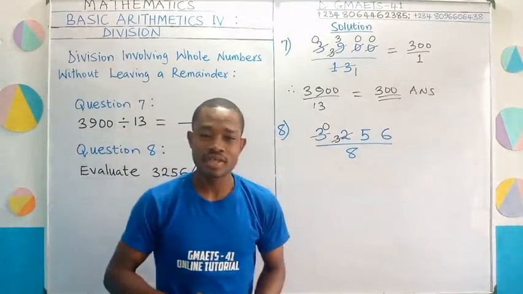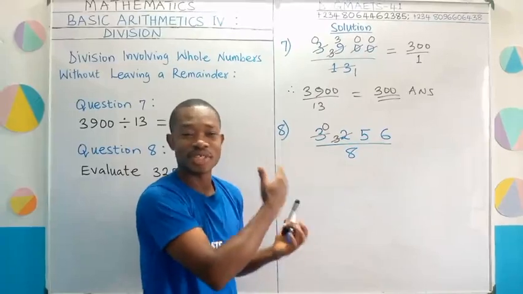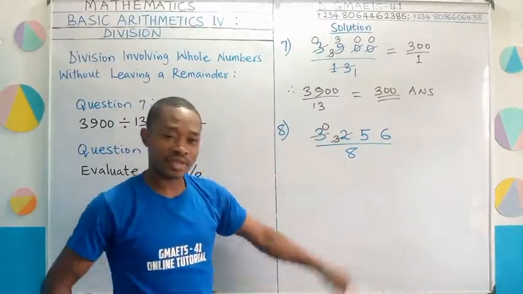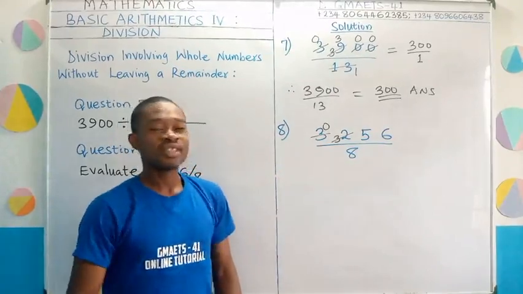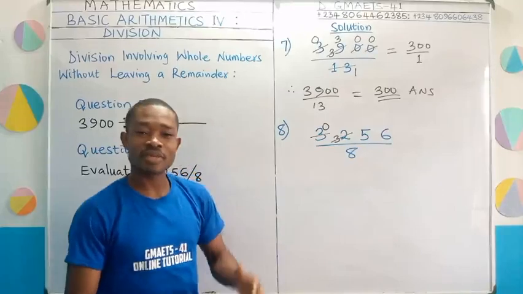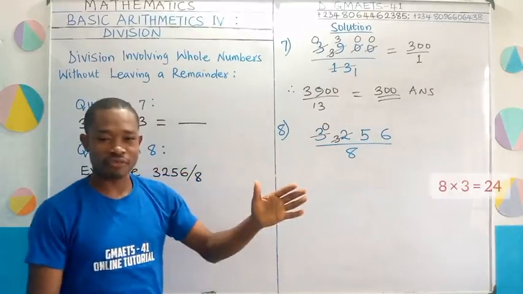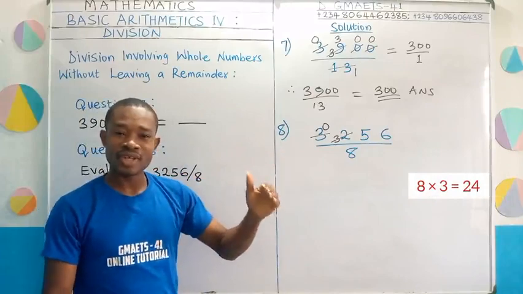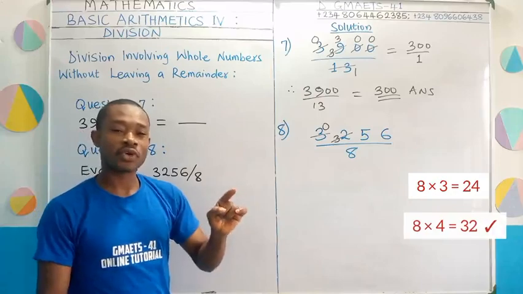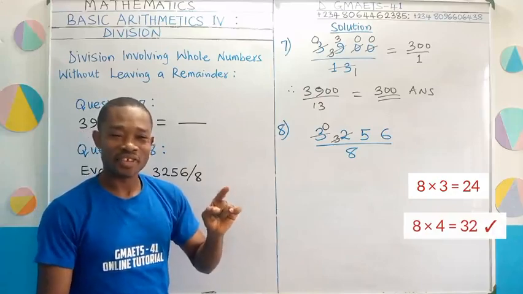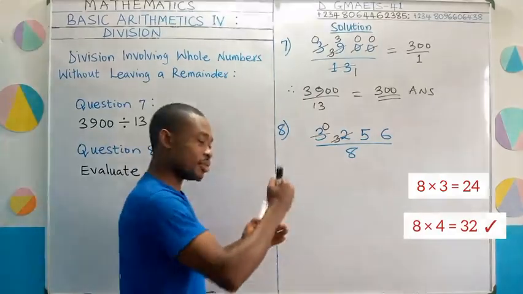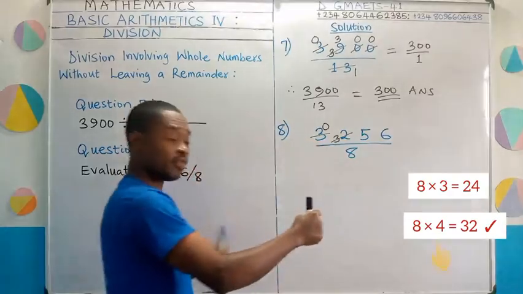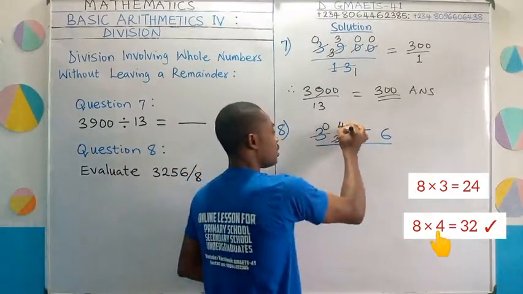32 divided by 8. Remember, to get the solution of this, you need to go to the 8 times table because the denominator is 8. So the 8 times table will help us. 8 times 3 is equal to 24. You have to move further because you are dividing 32. So you do 8 times 4. 8 times 4 will give you 32. Are you following? If 8 times 4 is equal to 32, it means 32 divided by 8 will give you 4. I'm going to write that here.